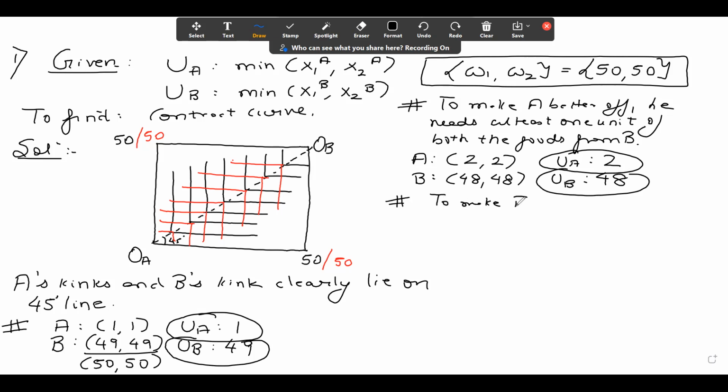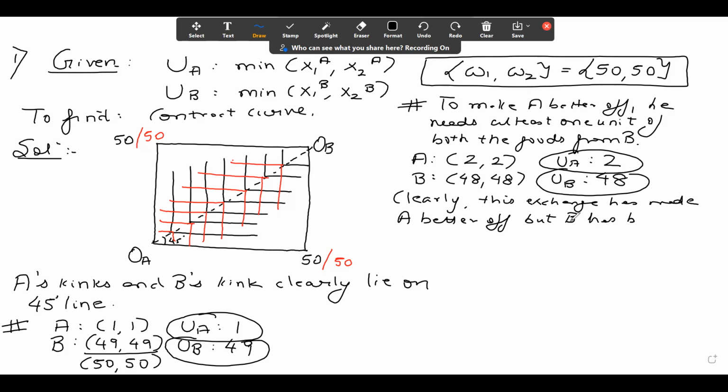Similarly, you try to make B better off. First of all, I can write that clearly this exchange has made A better off, but B has become worse off.